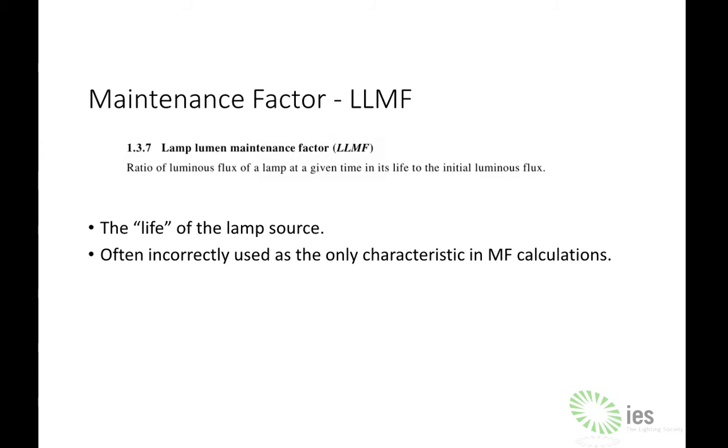And our major talking point for today is actually the lamp lumen maintenance factor, and this is the life of the lamp source. It's often incorrectly used as the only characteristic in maintenance factor calculations. This is the one where people say, oh, the luminaire lasts this long, hence I'll give it a factor of this. The other 3 are casually ignored most of the time, incorrectly.